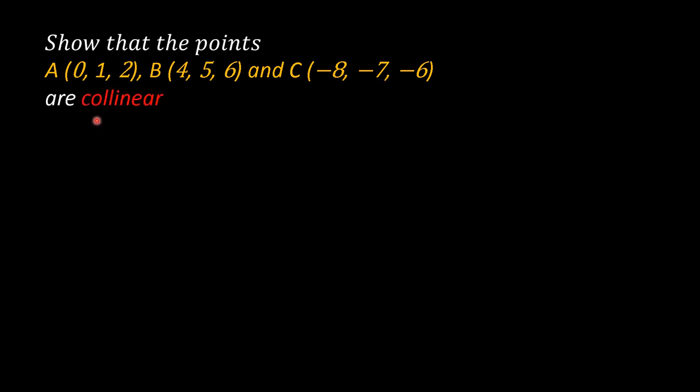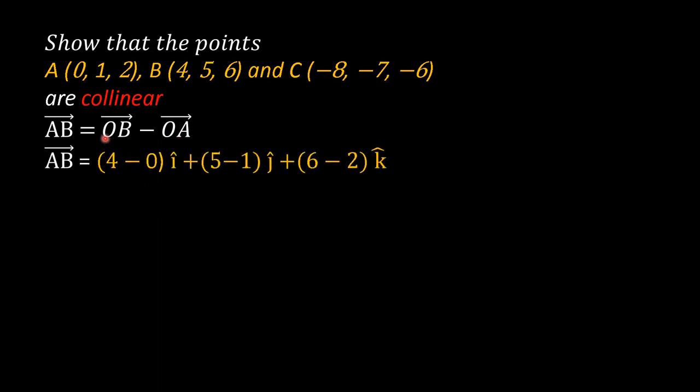Show that the points A 0 1 2, B 4 5 6 and C minus 8, minus 7, minus 6 are collinear points. We have AB bar equals OB bar minus OA bar. OB bar will be 4 minus 0 I cap plus 5 minus 1 j cap plus 6 minus 2 k cap. That will be 4 I cap plus 4 j cap plus 4 k cap.